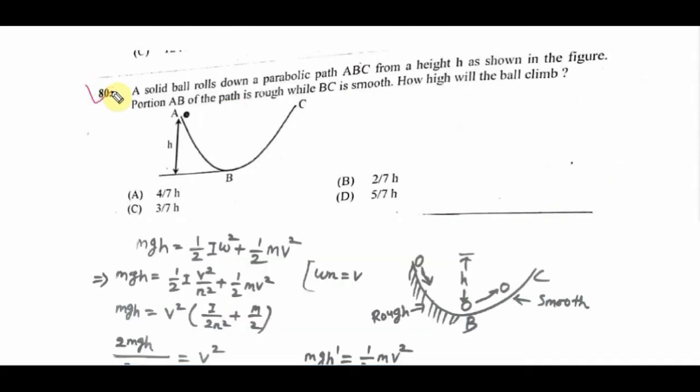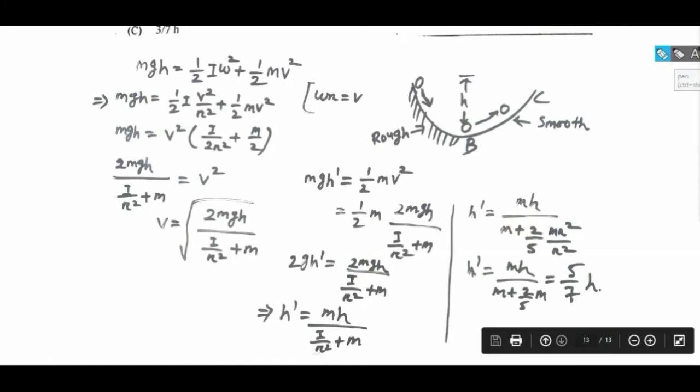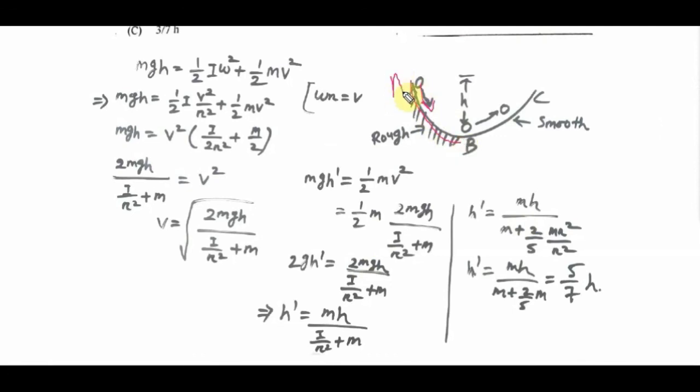Next question, this is the final question. A solid ball rolls down a parabolic path ABC from a height h as shown in the figure. Portion AB of the path is rough while BC is smooth. So this portion AB is rough and this portion is smooth. How high will the ball climb? So as per the question, a ball rolls down the surface, where AB is rough and surface BC is smooth.